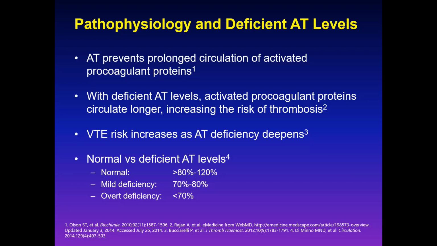And just for the purposes of categorizing deficiency, in most laboratories, normal amounts of antithrombin in the plasma as it's measured are usually at least 80 to 120%, and each percent is a unit per mil, and mild deficiency is designated as 70 to 80%, and overt deficiency less than 70%. So typically the heterozygous deficient patients have less than 70% antithrombin activity.